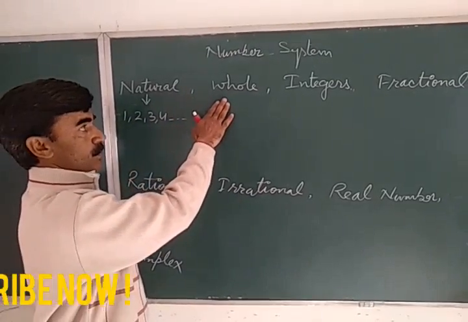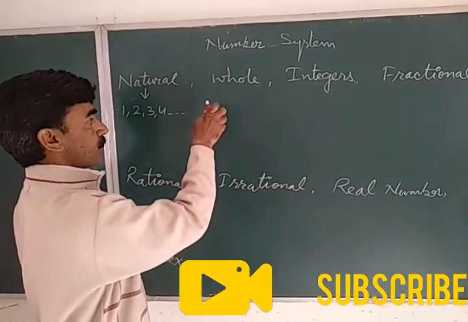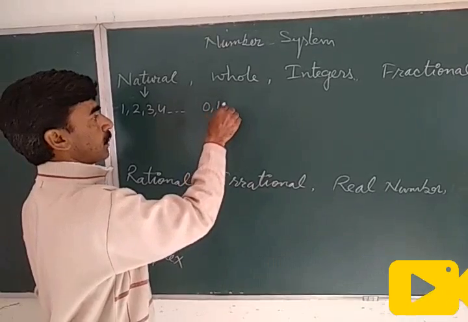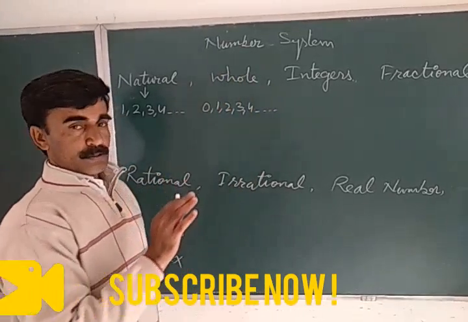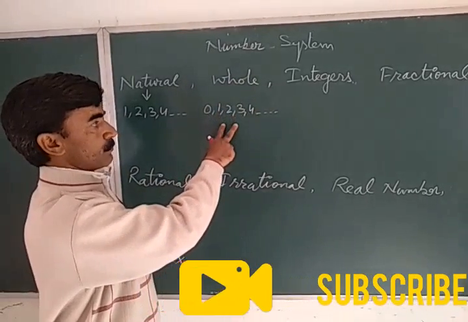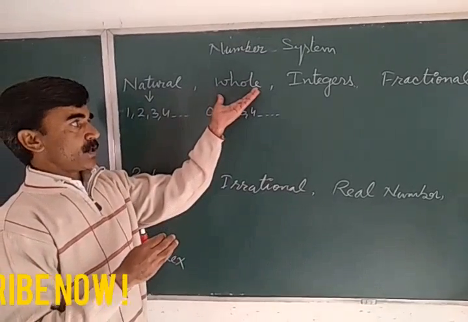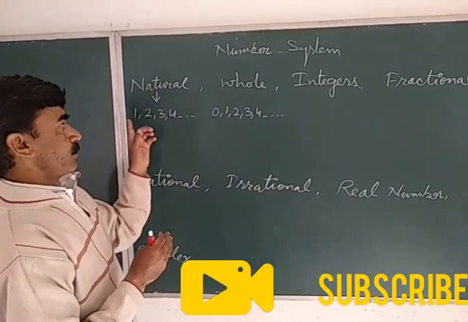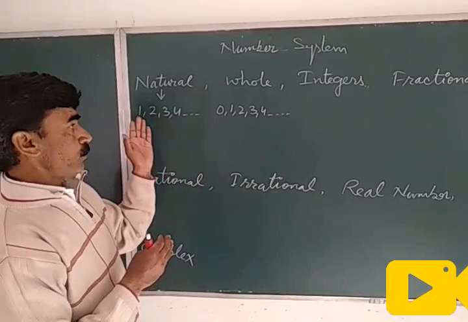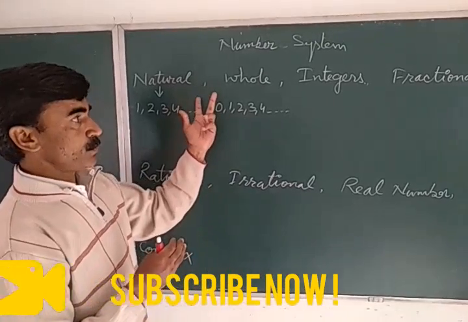Then whole numbers. All the numbers of counting starting from 0, means 0, 1, 2, 3, 4 and so on. These are called whole numbers. So what is the difference between natural numbers and whole numbers? In whole numbers one more member is there, 0, and in natural numbers one member is less. It is starting from 1, and here the smallest whole number is 0. This is the difference between the two.